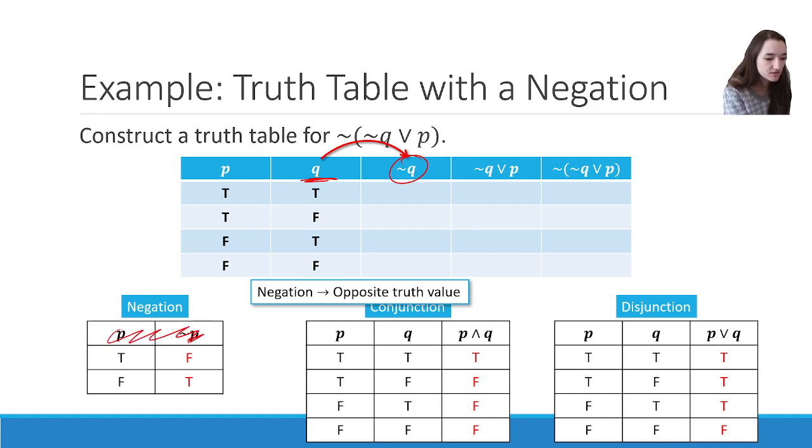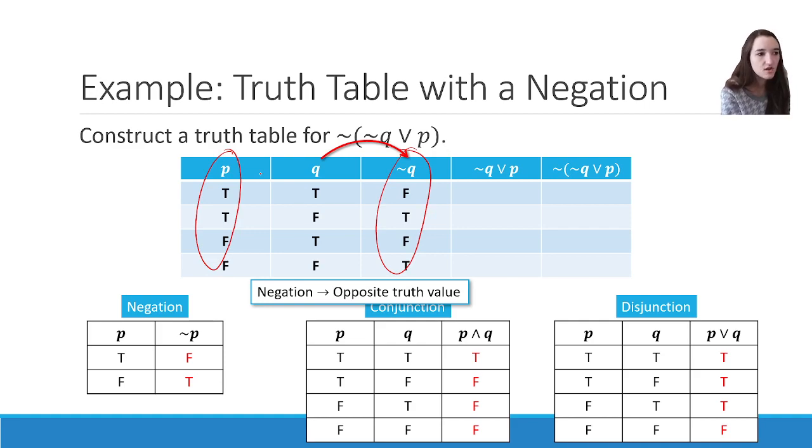You don't necessarily want to think about the letters themselves, because again, we're not talking about P anymore, we're talking about Q. So negation of true is false, negation of false is true. So, opposite truth value, this becomes false, becomes true, and so on to get false, true, false, true. Next, we go on to the disjunction of negation of Q and P. So that's this column and this column, right?